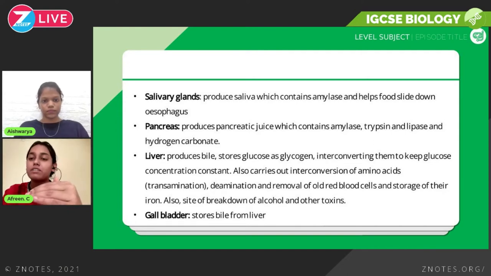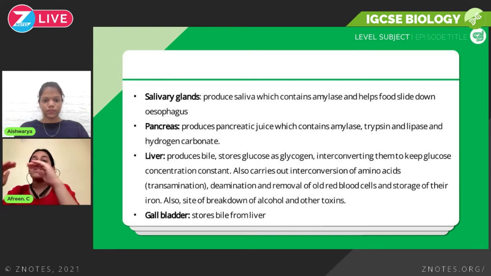After that, we have the pancreas. The pancreas produces pancreatic juices, which contain amylase once again. It also contains trypsin and lipase and hydrogen carbonate. So amylase, trypsin, and lipase are all enzymes, and we will look at their specific functions further into the slides, but you should also remember it from chapter 5. And hydrogen carbonate is to maintain the pH level that is optimum for those enzymes.